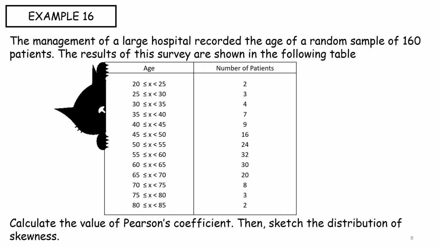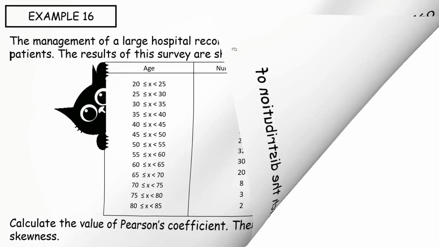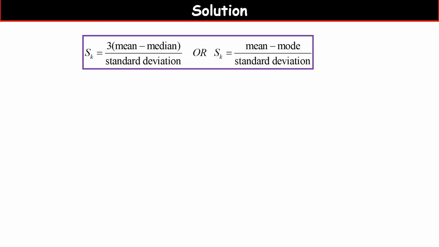For the following example, we are going to calculate the value of Pearson's coefficient. Then, sketch the distribution of skewness. Take note that the given data is a grouped data. Similar to the previous example, we need to find the mean, median, mode, and standard deviation of the given data. Do check my previous video on mean, median, mode, and standard deviation of a grouped data.